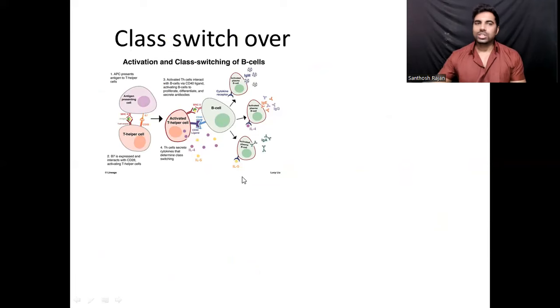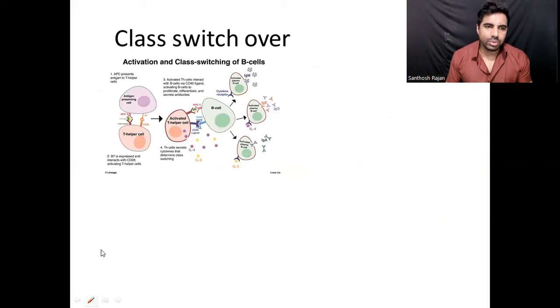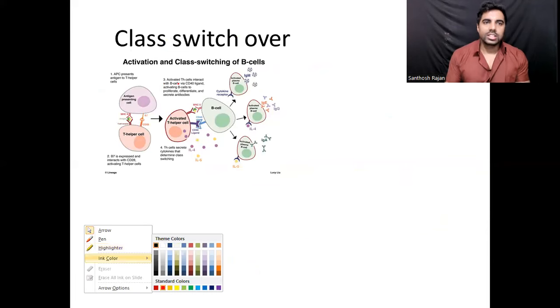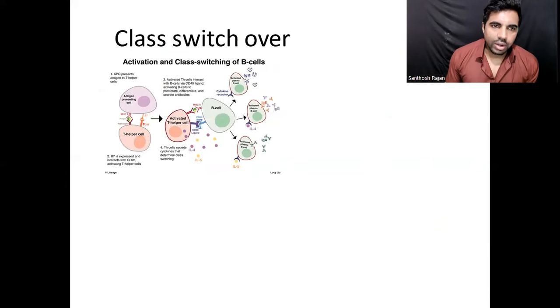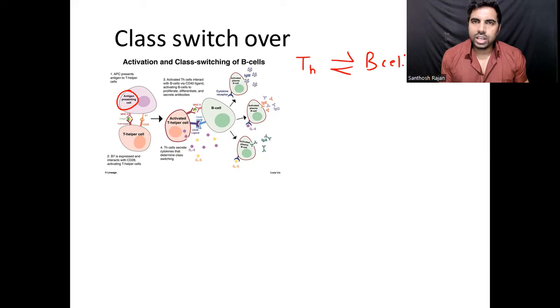Now class switchover. Class switchover is again a very easy topic. What does class switchover mean? It's nothing. Whenever an antigen enters, the antigen presenting cell presents the antigen to the T helper. The T helper gets activated. Then the T helper will activate the B cell to produce the immunoglobulin.